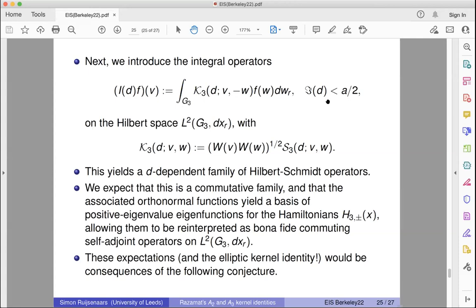And from that point of view, we now expect that here we have a commutative family of Hilbert-Schmidt operators. Remember, the analytic difference operator is just one. There's just one. But you have the whole family of Hilbert-Schmidt operators. And the analytic difference operator, you expect to have unique eigenvectors. So that's why you expect a commutative family of Hilbert-Schmidt operators. You should have positive eigenvalues viewed as eigenfunctions for the Hamiltonians. And then again, you solve the key problem that you have in quantum mechanics.